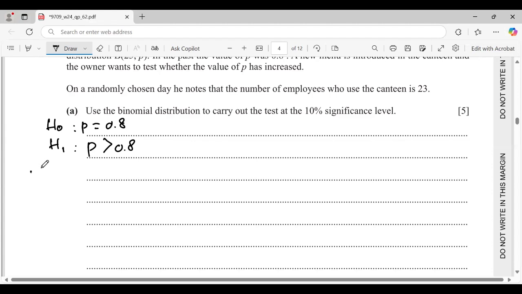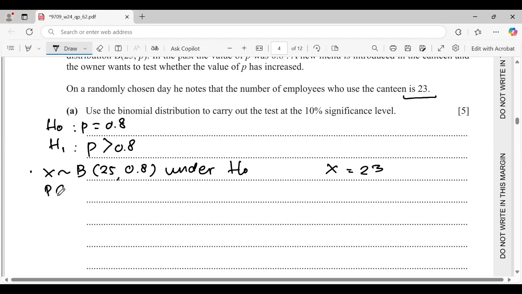Next, let X follow the binomial distribution with n = 25 and probability 0.8 under the null hypothesis. Now we observe X equal 23, based on this information.